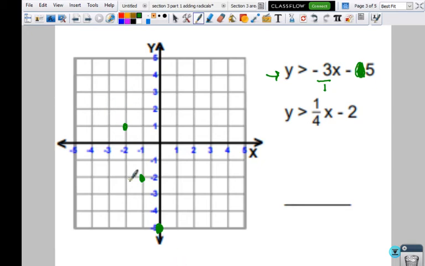Let's see how crusty that line is. Alright, Susie, is my line gonna be solid or dashed? Dashed. So let me make my kind of dashed line. It's not gonna be very good, but that's fine.